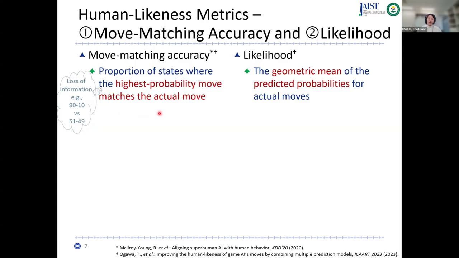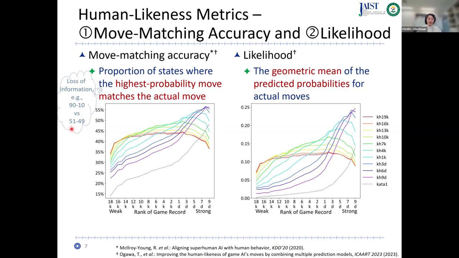And that's why in a previous work by our group, we proposed to also use the likelihood to evaluate Shogi policies. So the likelihood is basically the geometric mean of the predicted probability of the actual move. So if we use the likelihood, we will calculate the probability, and 90 and 51 should make a difference.